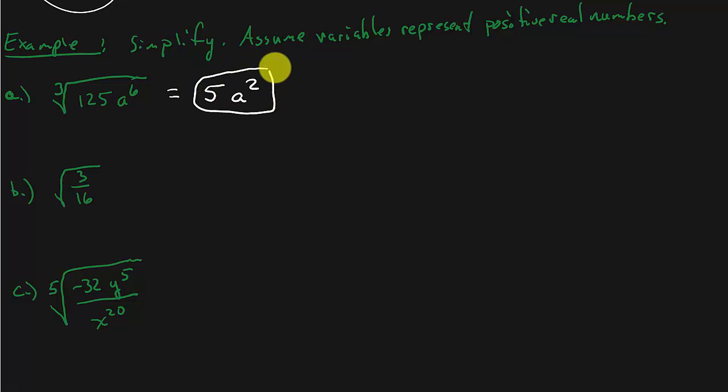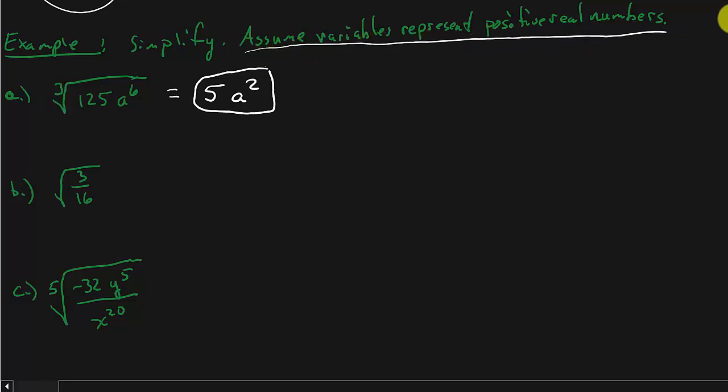Okay. And once again, on this one, I know this index is odd, but on all of these problems, we don't have to worry about absolute value, do we? Because it says variables represent positive real numbers. So we don't even have to worry about it. It's telling us all the variables are positive.